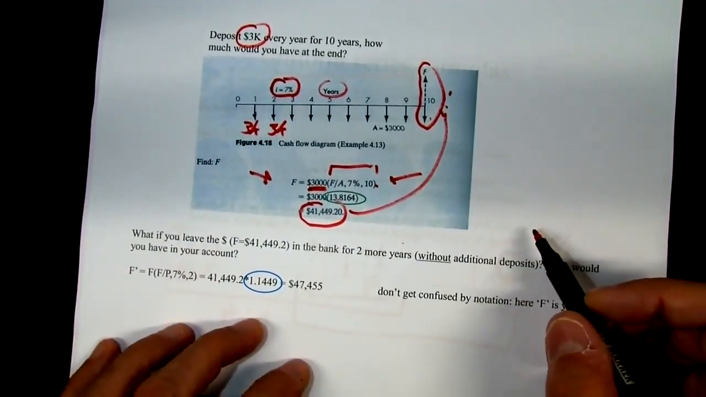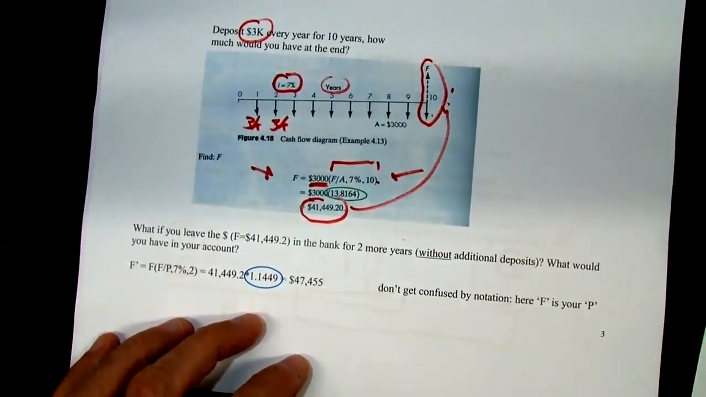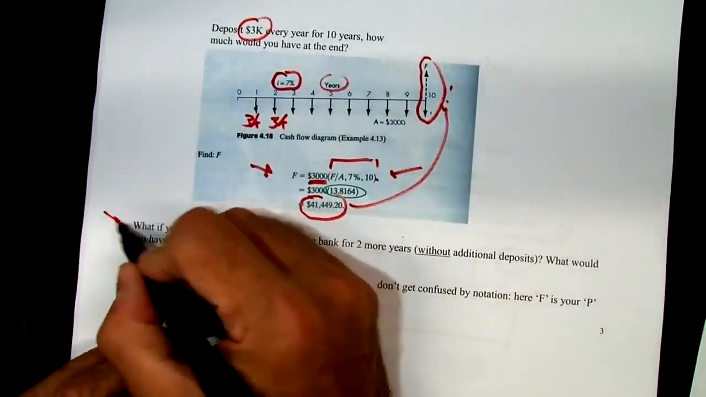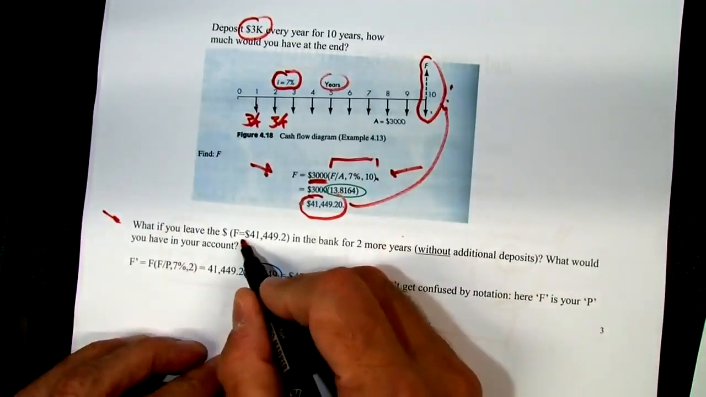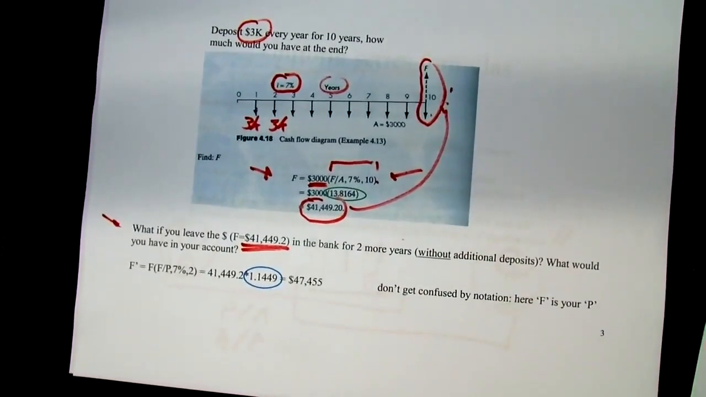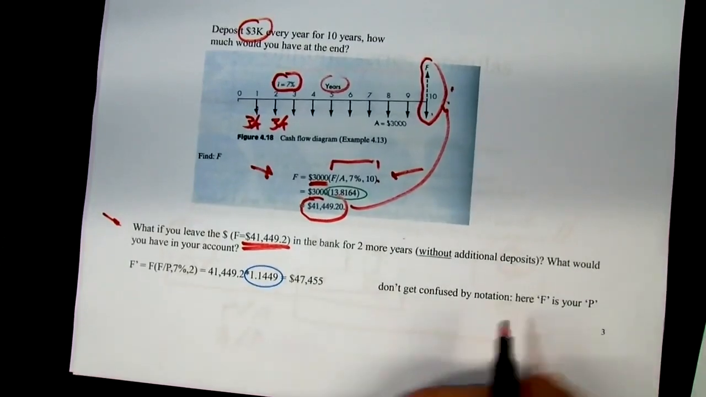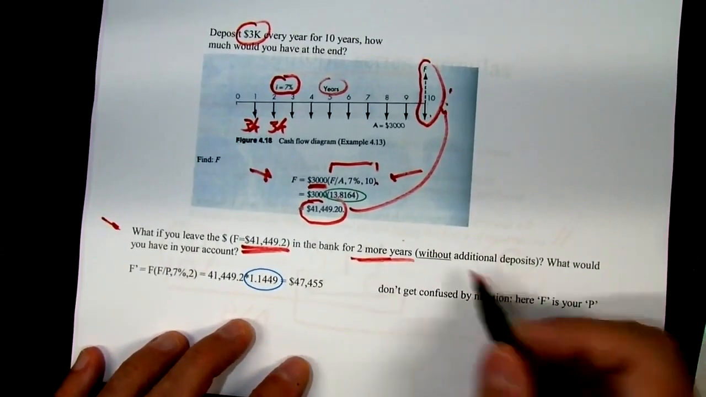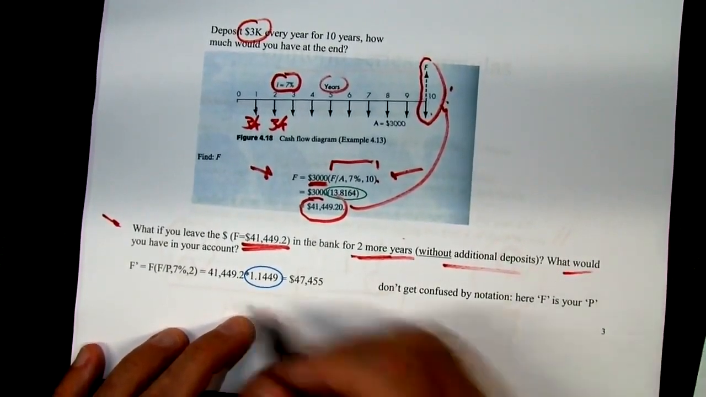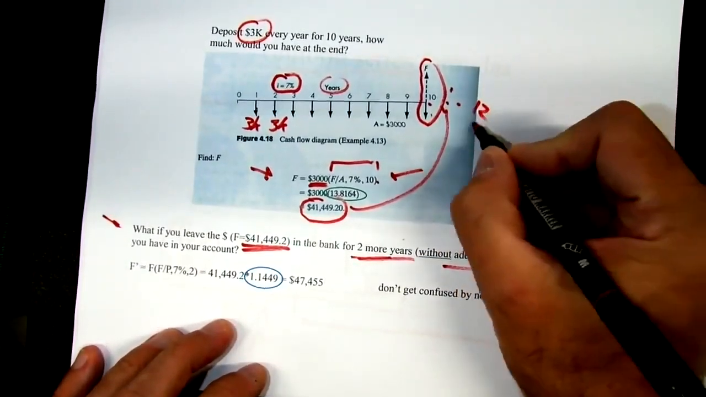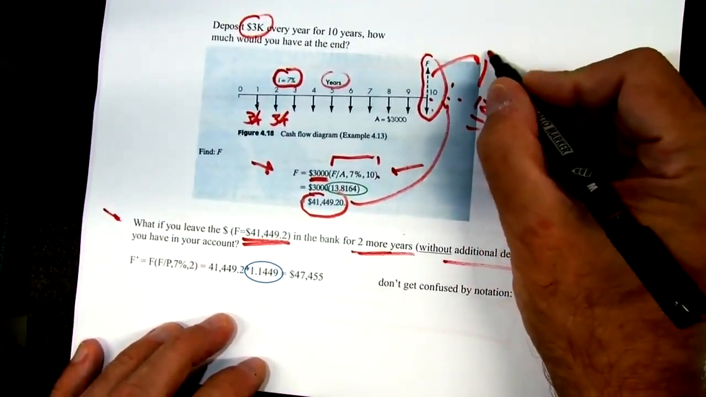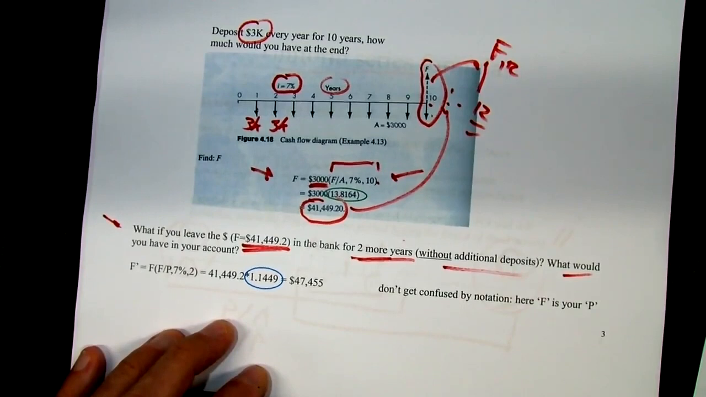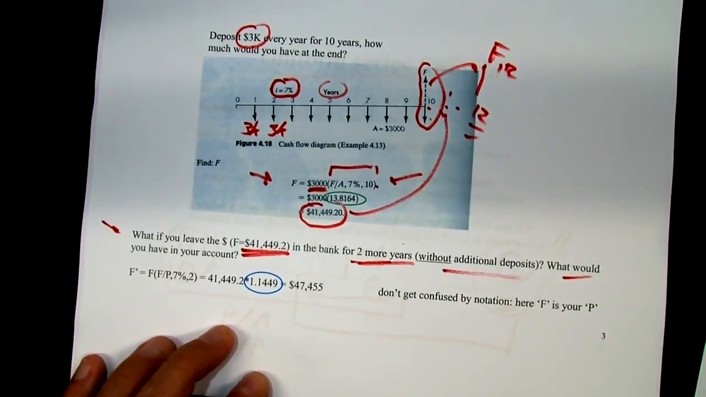Now, let me just give you an example of what you could find in your quiz test. Okay, I give you something like that, and then I ask you, what if you leave this amount of money without making any other additional deposit? You're just sitting there. Well, that should be a pretty straightforward calculation. You leave it there for 2 more years without any deposit, what would you have in the account at year 12? Okay, that is the question. What is your, let's call it F12, amount that you're going to be able to withdraw 2 years after you finish your deposits?